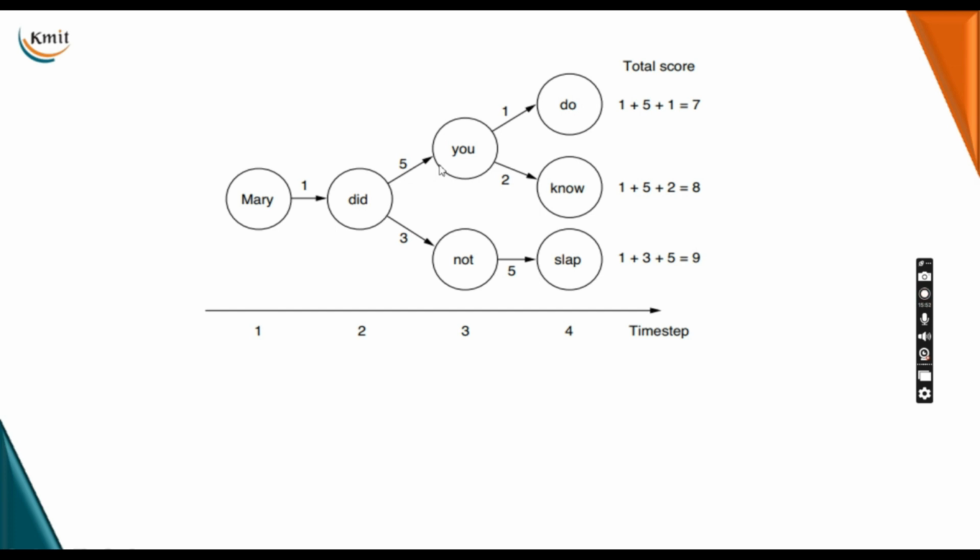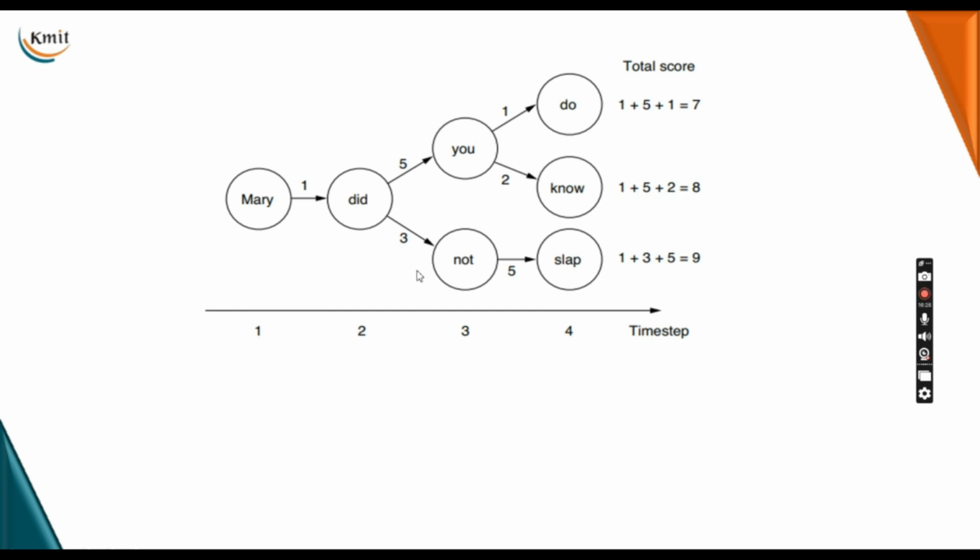Mary did you, with 5 score, you with 2 score, that is 1 plus 5 plus 2, which is equal to 8. This is not a bad result. At least it is not as bad as the first part, where we get Mary did you do with the score of 7. By picking up the maximum score at each branch, you're making sure that your final result is the least bad. Okay.